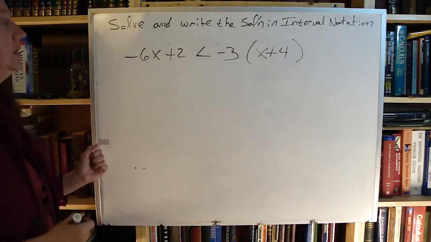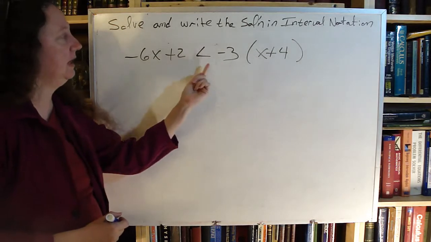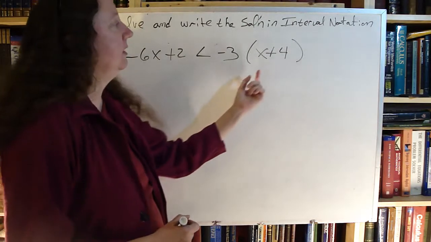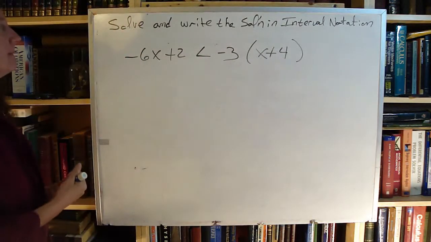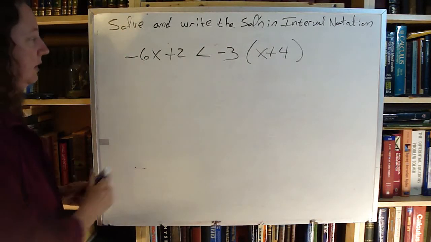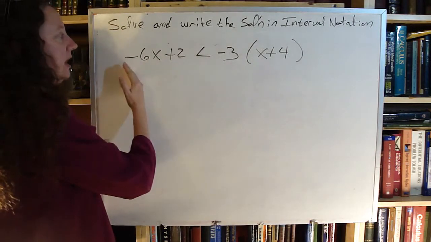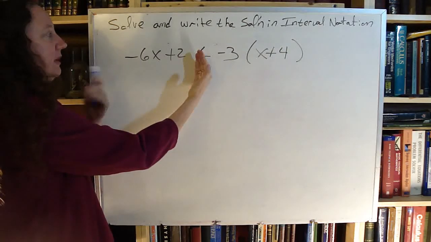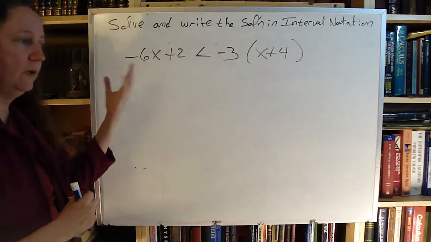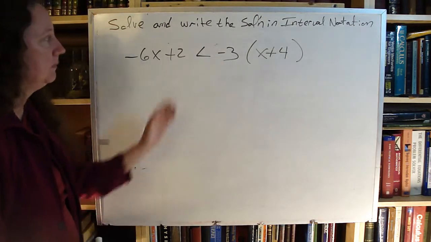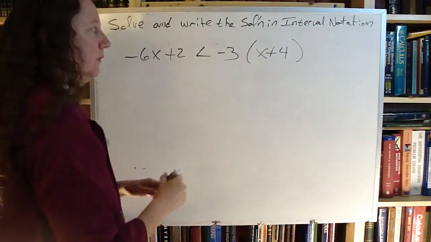Solve and write the solution in interval notation. Negative 6x plus 2 is less than negative 3 times the sum of x and 4. So I see that my x is showing up on both sides. I want to simplify each side. This side over here, negative 6x plus 2, is already simple. Can't do anything more without moving things across the equal sign. That side, I can distribute my negative 3.